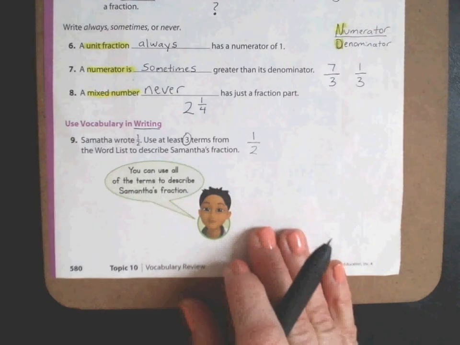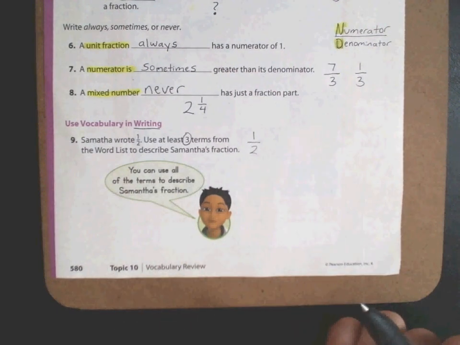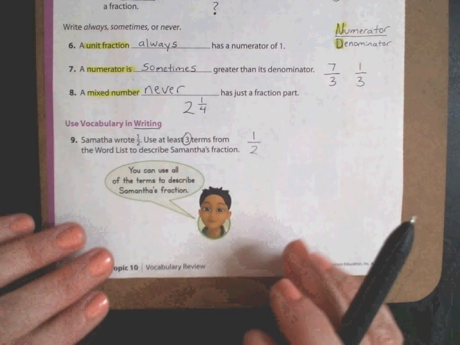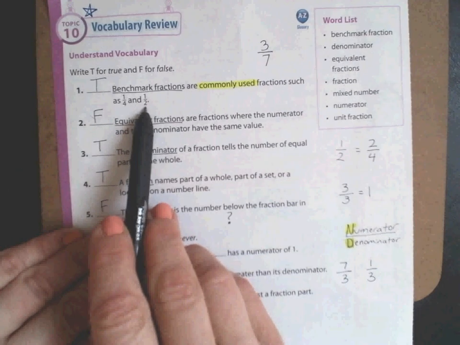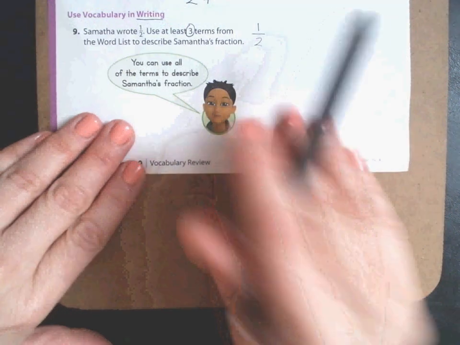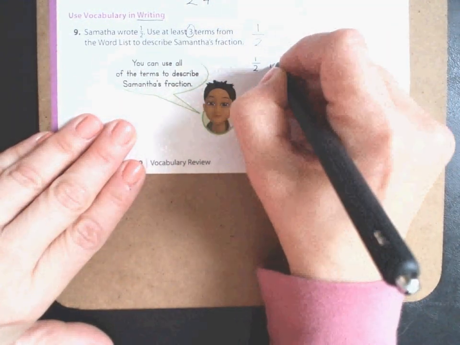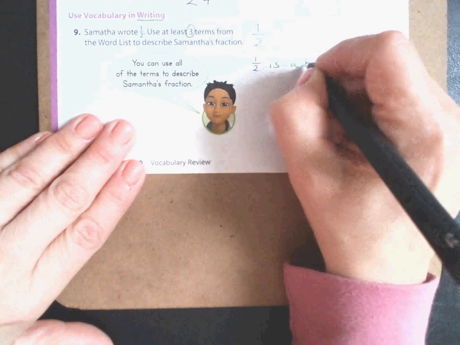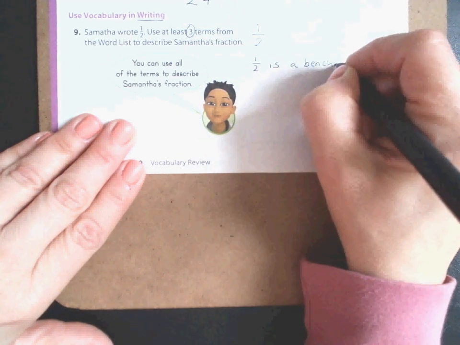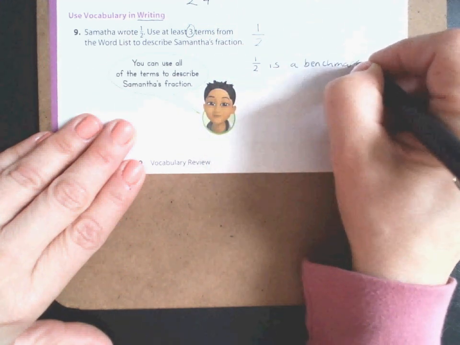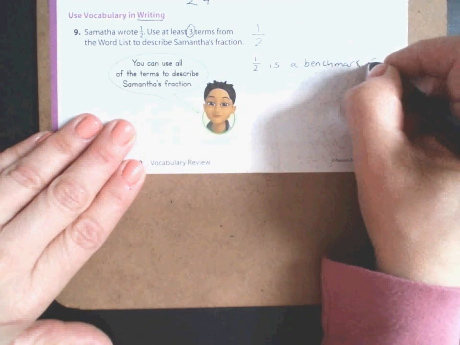So here, Samantha wrote 1/2. Use at least 3 terms from the word list to describe Samantha's fraction. So we know from number 1 up here that 1/2 is a benchmark fraction because it's a commonly used fraction. So that's something you could have written. 1/2 is a benchmark fraction.